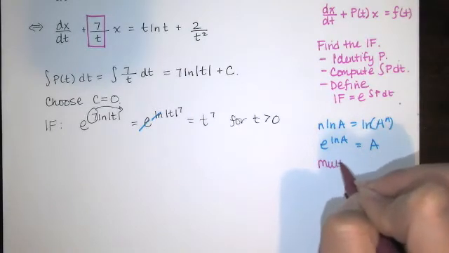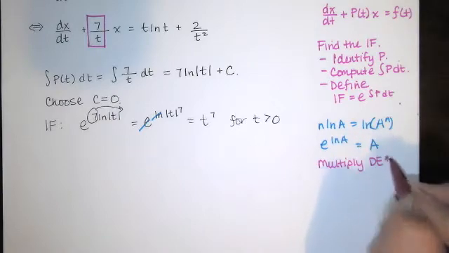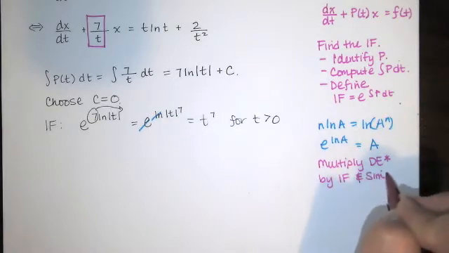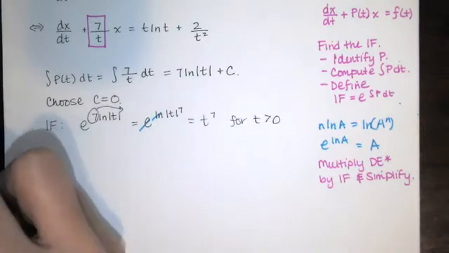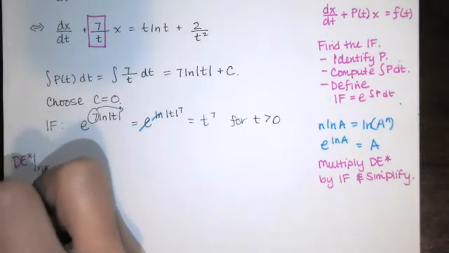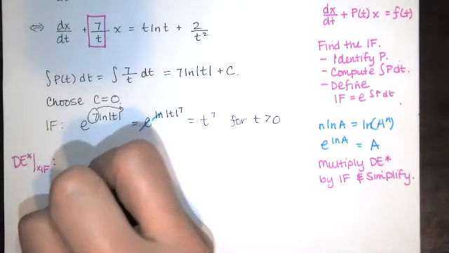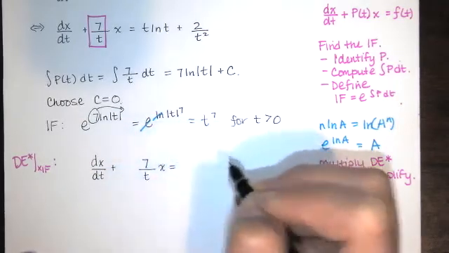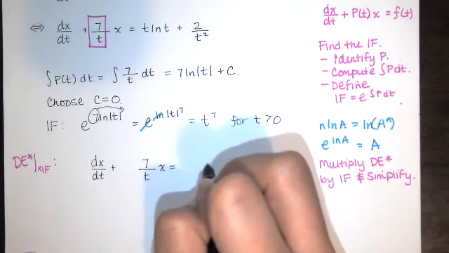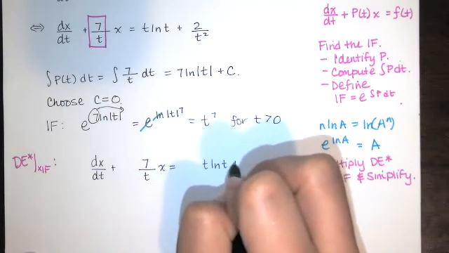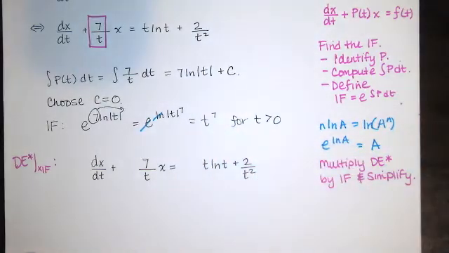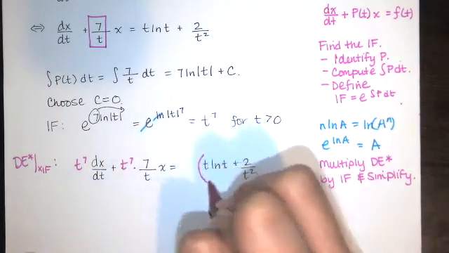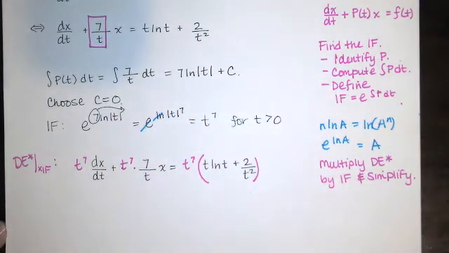So we're going to take our differential equation in standard form, which I'm calling dE star. We're going to multiply it by the integrating factor and simplify. So I have dE star times my integrating factor is this. First, I'm just going to write my simplified dE star down. And then I'm going to multiply everything by t to the 7th. Multiply every term by t to the 7th. And simplify.